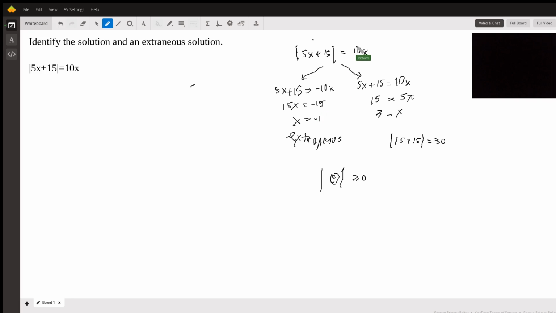In fact, if you look at this just from the very start, you would have noticed that x has to be greater than or equal to 0 here, because this side has to be greater than or equal to 0. In order for 10x to be greater than or equal to 0, x must also be greater than or equal to 0. And so that's actually the restriction here. But it just gives you a little bit more insight into why this is extraneous, because negative 1 is not greater than or equal to 0.